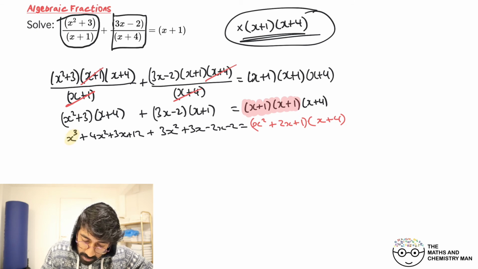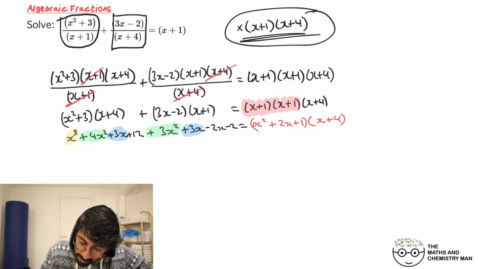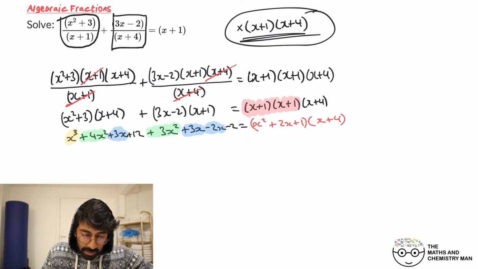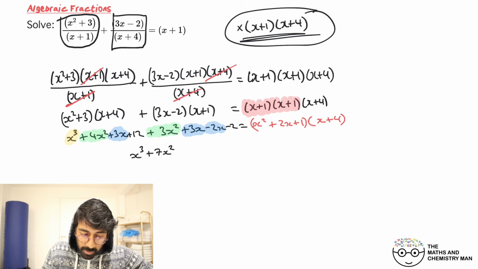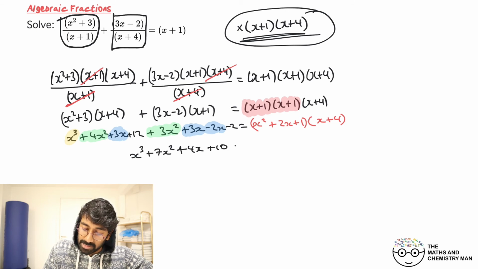x cubed, nothing else to simplify with that, but we've got 4 x squareds and 3x squareds, and we've also got a 3x, a 3x and a minus 2x. So let's neaten all of this up, right? We're going to have x cubed on this side, 4x squared plus 3x squared, that looks like plus 7x squared, and then we've got 3x minus 2x, what's that? That's plus 4x, and then plus 10.